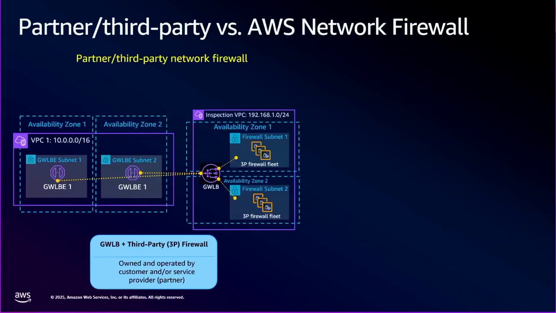I will call it an inspection VPC. And then I can have that Gateway Load Balancer in front of these instances. And to connect to it, in the same VPC, I can create what we call a Gateway Load Balancer endpoint, where I send the traffic to it, and it will send it to my appliances. So it gives me the capability to have a highly available firewall for my VPCs, right?